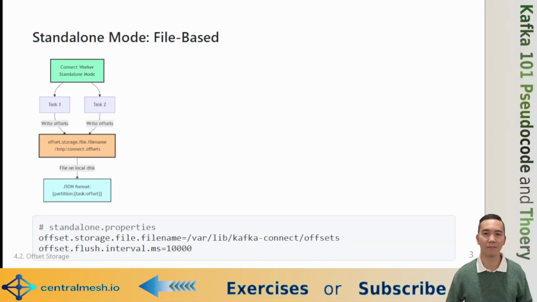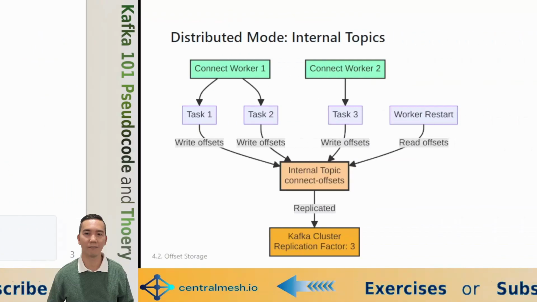If you flush very frequently, such as every second, you minimize the amount of progress that could be lost during a crash. However, you will perform more disk I/O, which may slightly reduce performance. If you flush less frequently, you reduce this activity, but risk replaying a larger amount of data after a failure because recent offsets may still exist only in memory.